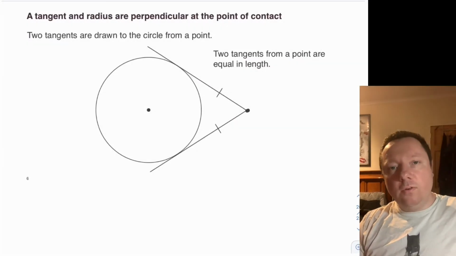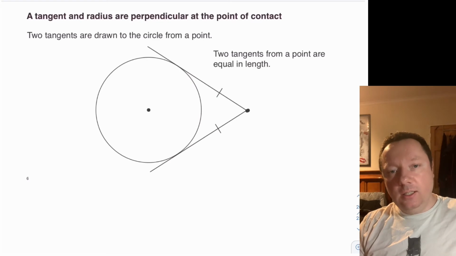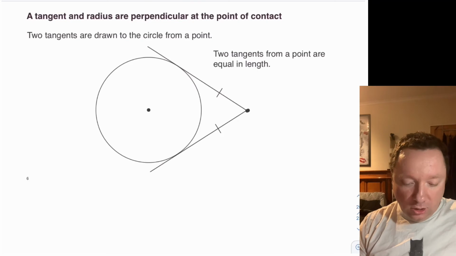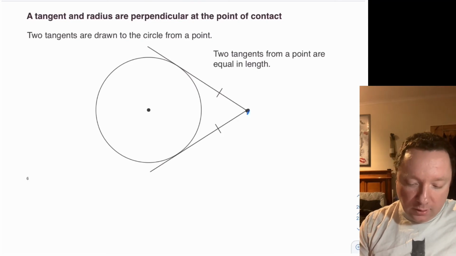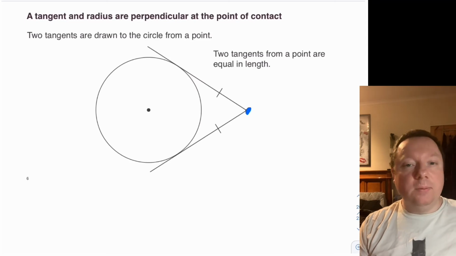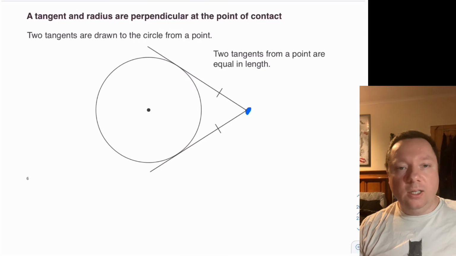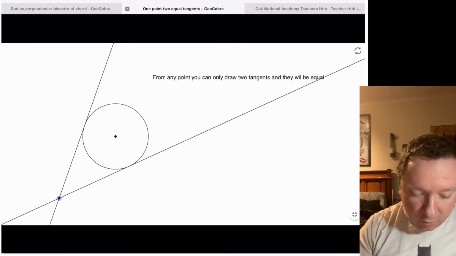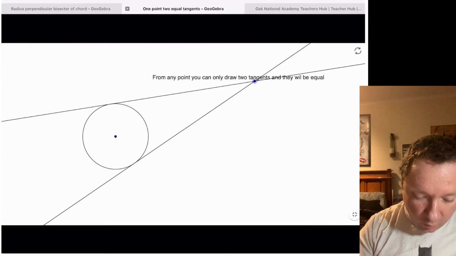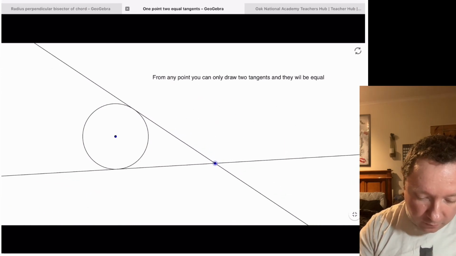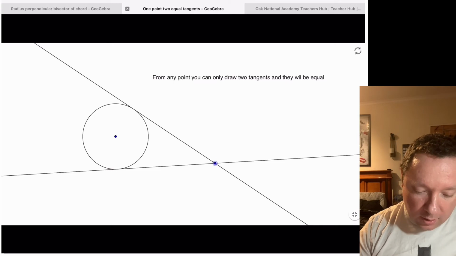Let's continue on with our tangents and see what happens when you've got two tangents getting drawn. If I draw two tangents from a point outside the circle, then the lengths of the tangents will always be the same size. It should be obvious just by the look of it that that is true, but I can show you that with another animation. You see here I've got one point, and if I move that point in or out, it changes the size of the tangents, but once I've stopped, the tangents are the same size.